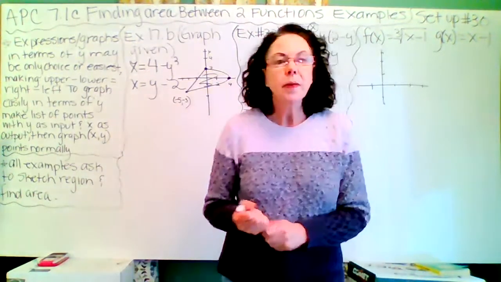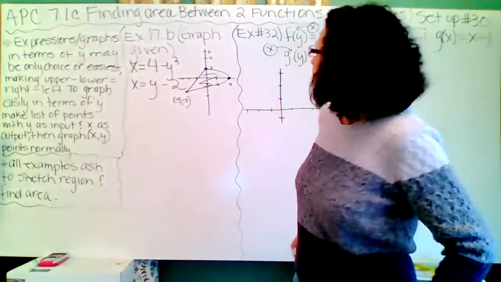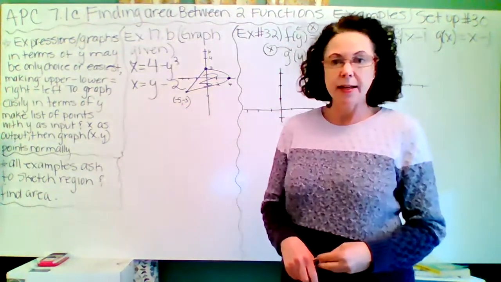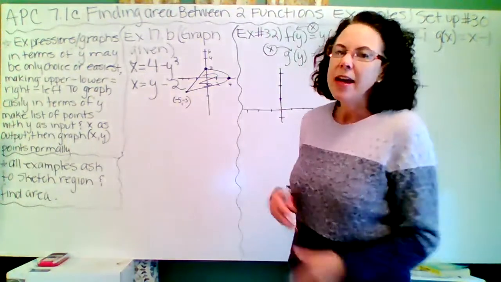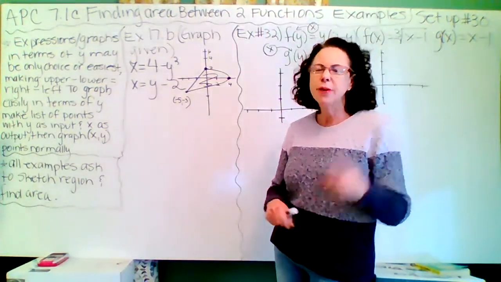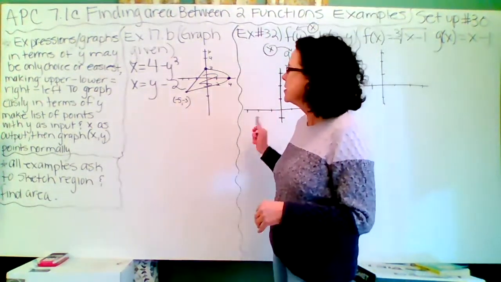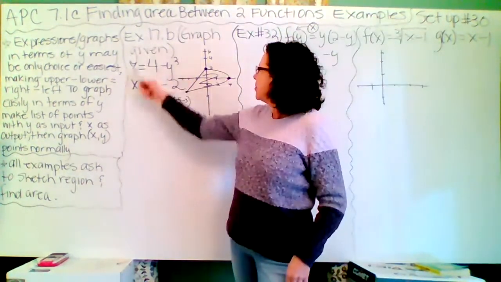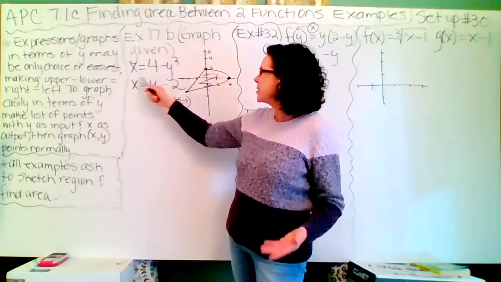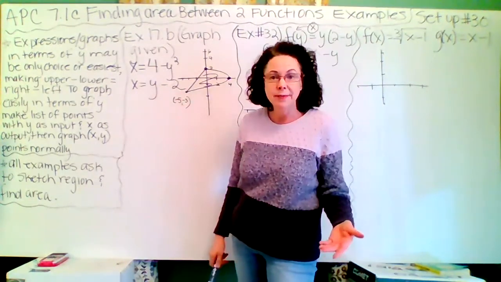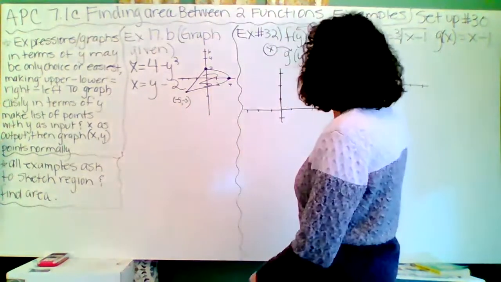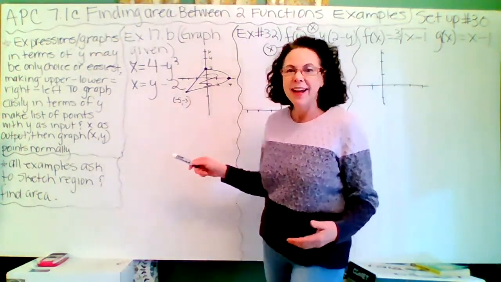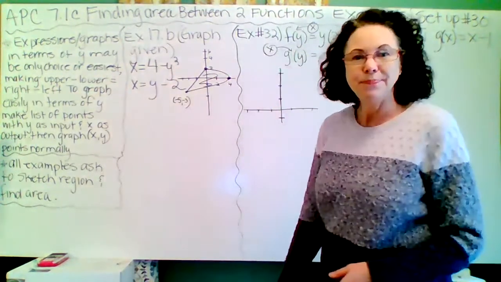Let's see. So 7.1C, we are going to be looking at functions where we have to find the intersection points ourselves and the upper and the lower function change. But most importantly, and you'll see one of these on the AP exam, what happens when the expression is written in terms of y? And so here, this graph was given to us in the book, and here we're going to make our own.